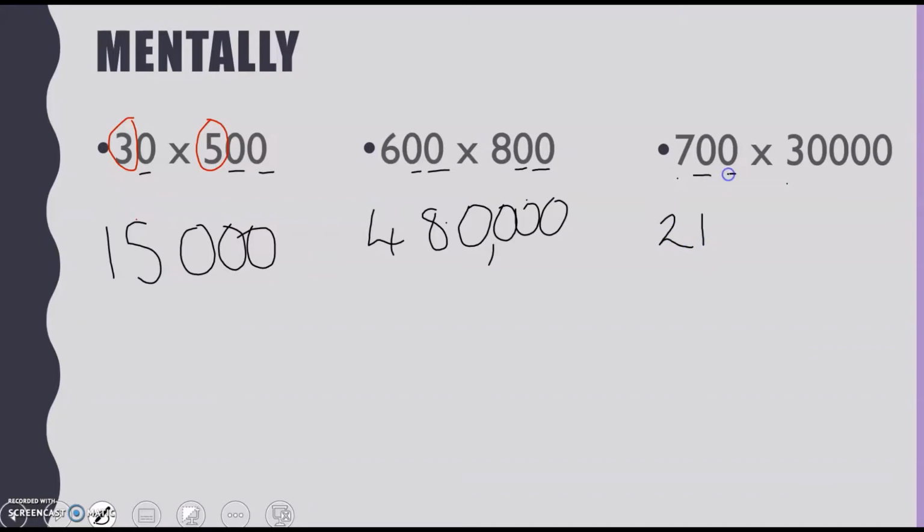Lastly then, I've got my 7 times by my 3 to give me 21. I've got 1, 2, 3, 4, 5, 6 zeros this time. So 700 times by 30,000 is going to give us 21 million for our answer there.